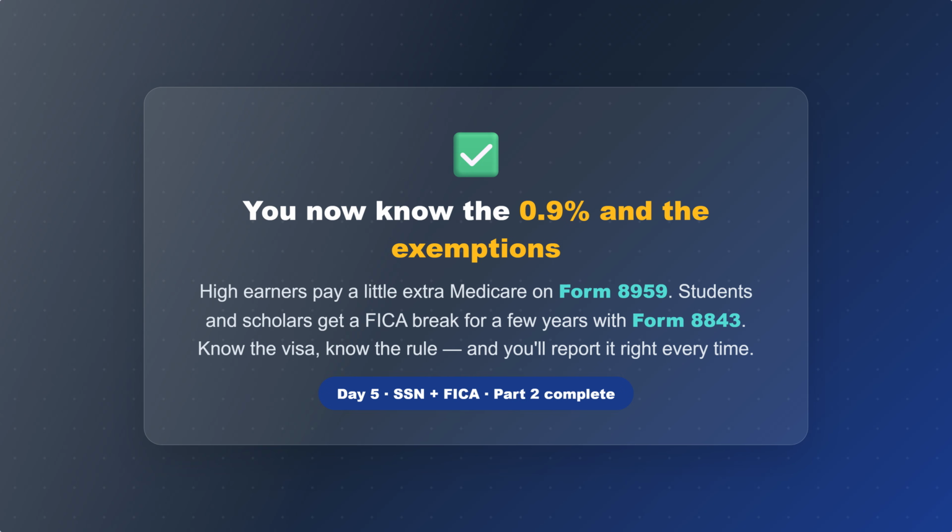So now you know the 0.9% surtax and the visa exemptions. High earners pay a little extra Medicare on Form 8959. Students and scholars get a FICA break for a few years using Form 8843. The rule is simple. Know the visa, know the rule, and you'll report it right every single time. Now let's see how all of this lands on the actual tax return.